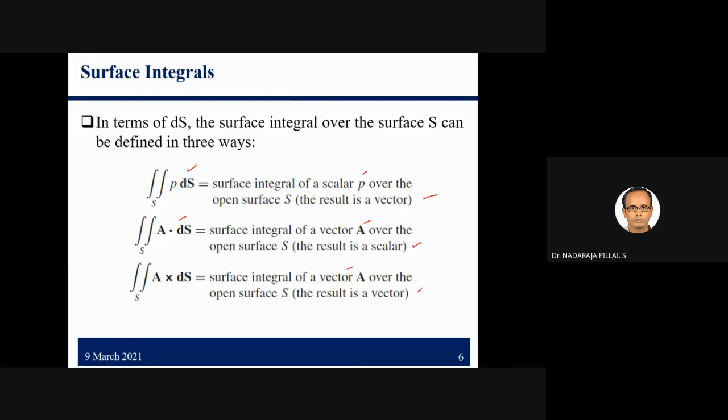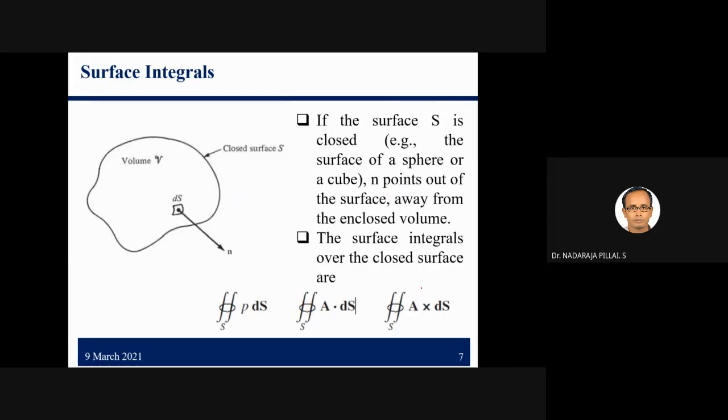Now, if the surface is a closed surface, it means that there is a volume V enclosed by it. I usually say, think of the bean bag at home, and we can consider ds as the elemental surface. The surface integral can be defined as the closed double integral of P ds, A dot ds, and A cross ds. So the surface integral can be represented in this way.